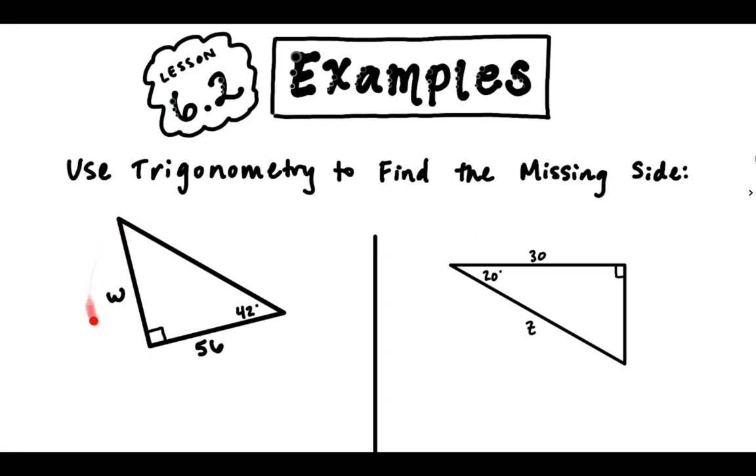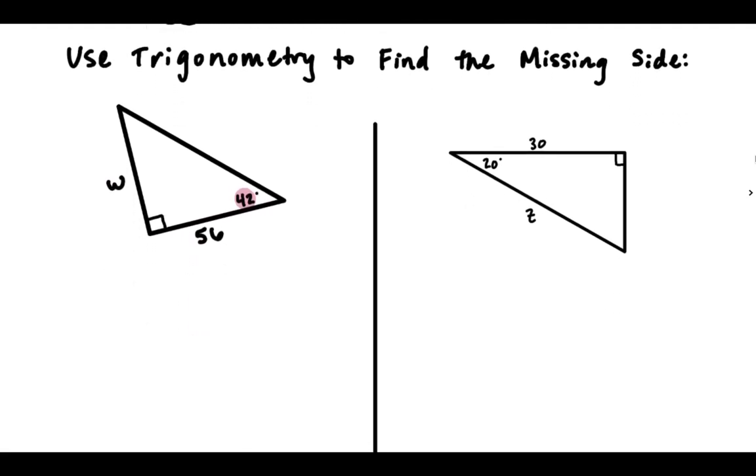Okay, let's start with this problem on the left. We have a triangle with a 42-degree angle. So that's going to be the angle we use in this problem. We have a missing side W and then a given side 56. Okay, so if we remember back to the notes, the first step is to identify the side that you have and the side that you want in terms of opposite, adjacent, and hypotenuse. So let's do that. Which side do we have?